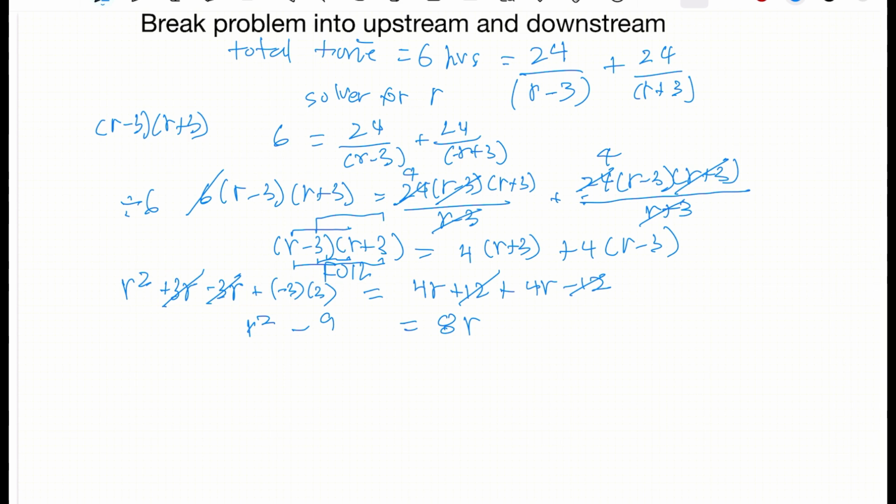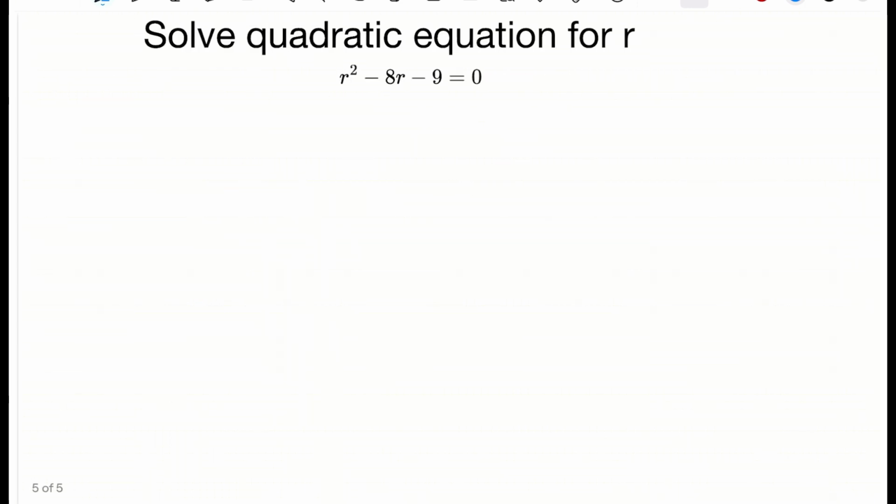So we can rewrite that. We've got r squared, and then we'll bring the 8r to this side over here, so it becomes minus 8r minus 9 is equal to 0. So there's our quadratic. We want to try to solve that quadratic equation. Kind of a brute force approach. It factors more simply, but we're just going to go through the process of using the quadratic formula.